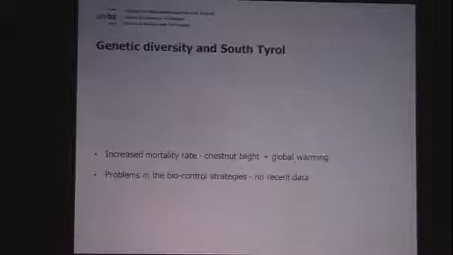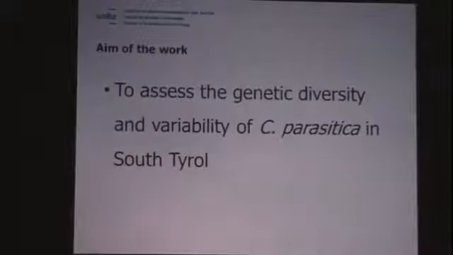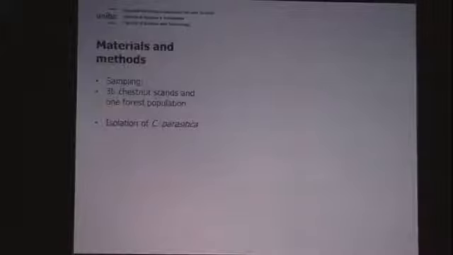So there are problems in the biocontrol strategies because no recent data are available. The last data were from 25 years ago. That is why the aim of our work was to assess the genetic diversity and variability of Cryphonectria parasitica in South Tyrol. So we did extensive sampling all over South Tyrol, wherever chestnuts are grown. We sampled 36 chestnut stands and 1 forest population.